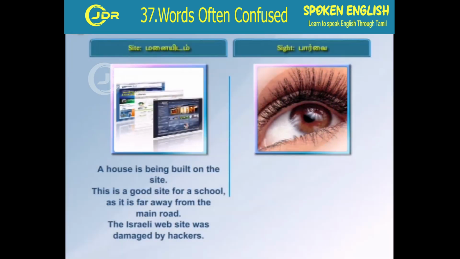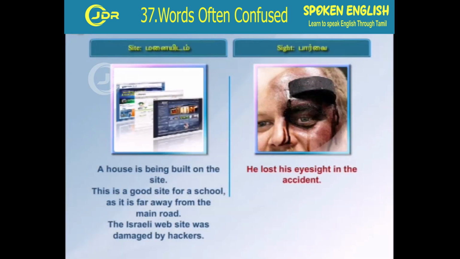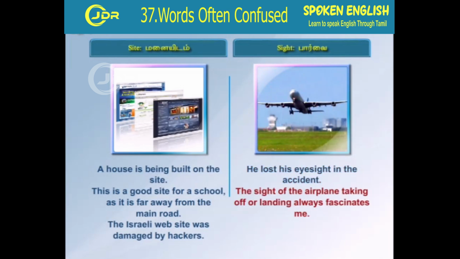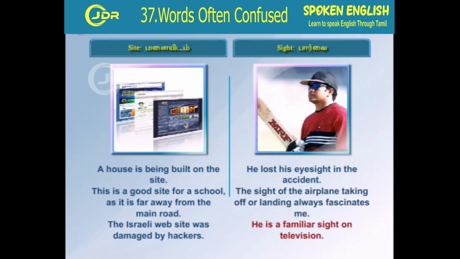Sight. He lost his eyesight in the accident. The sight of the airplane taking off or landing always fascinates me. He is a familiar sight on television.